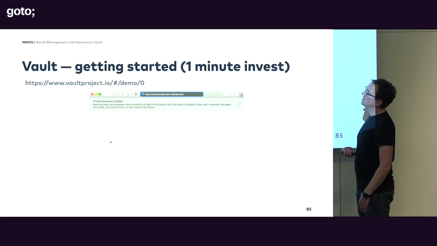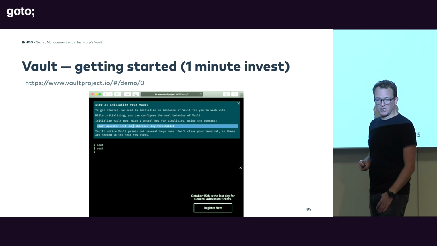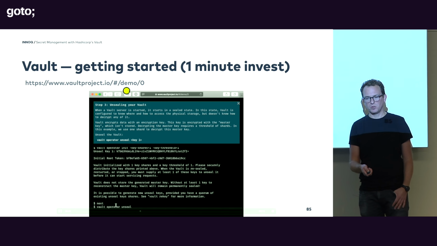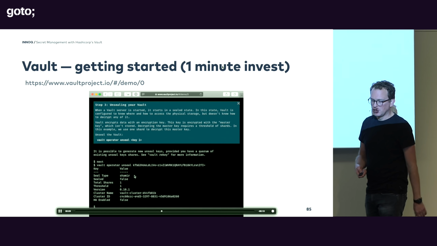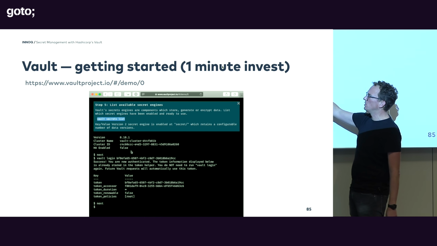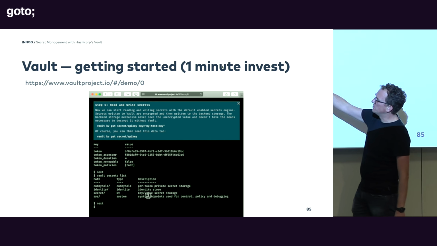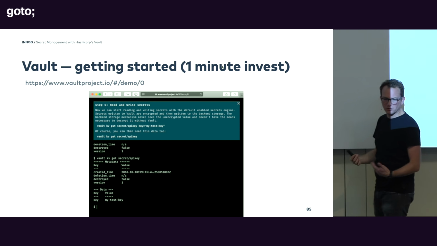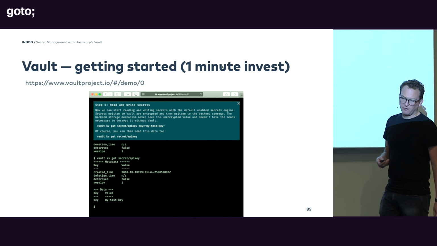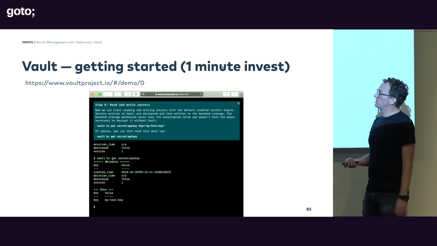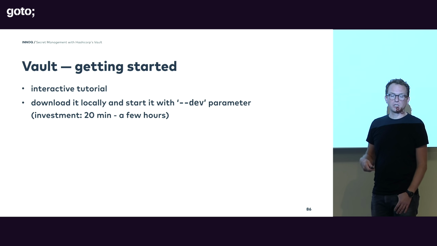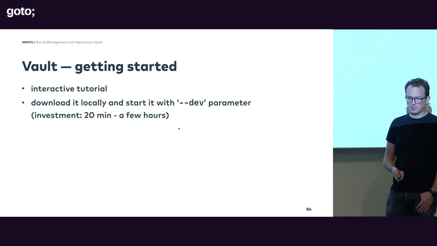How do I get started? There's really a 1-minute investment. You go to this URL, vaultproject.io/demo, or #demo. And that's an interactive Vault that gets set up for you. You can initialize Vault, unseal it. In this example, though, I think you only need one key. You can write a secret and read a secret just to get a feel for how it is to work with Vault. The next step would be to download it locally and start with the --dev parameter.